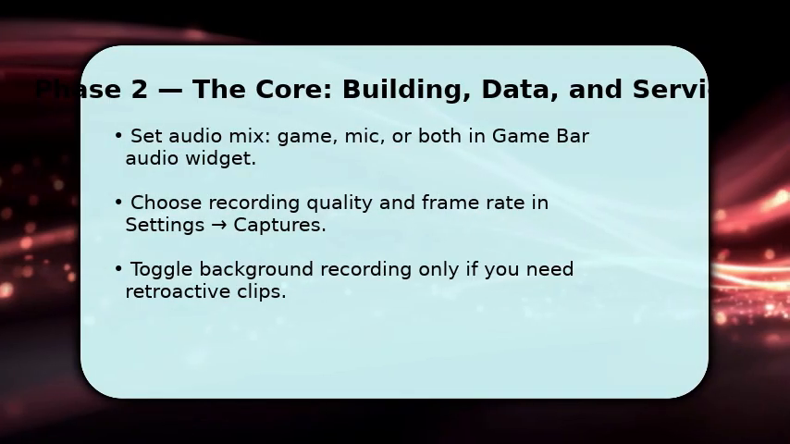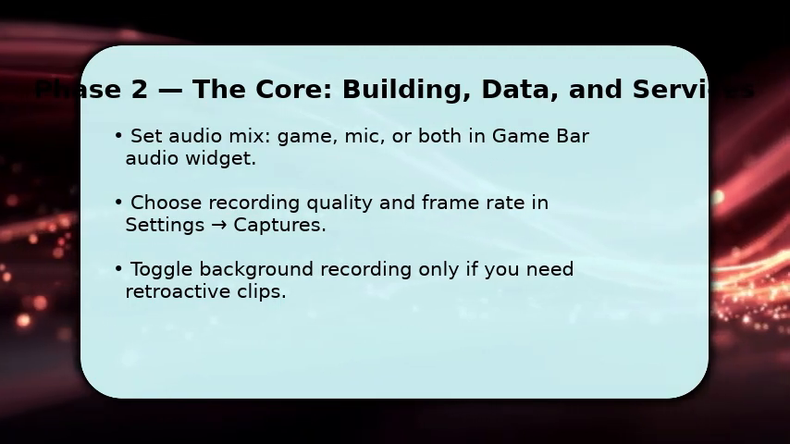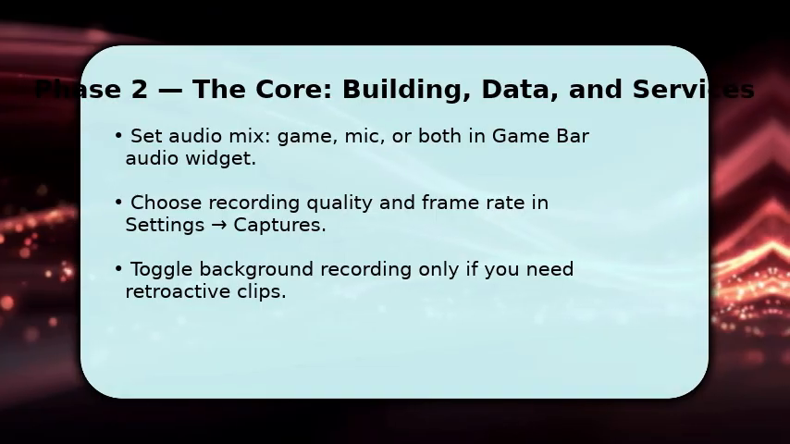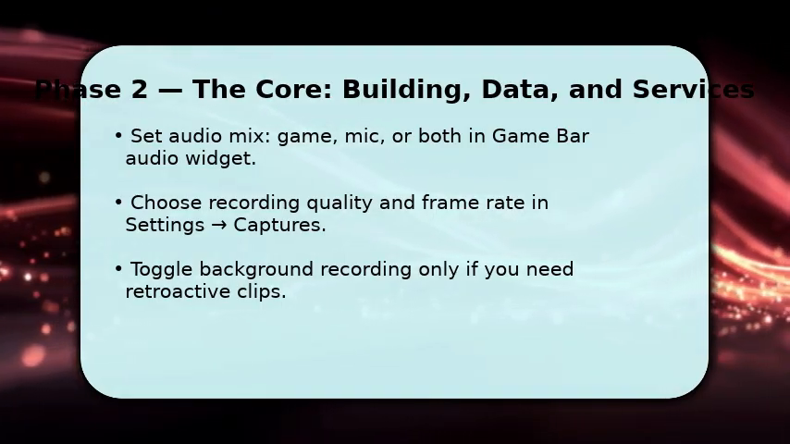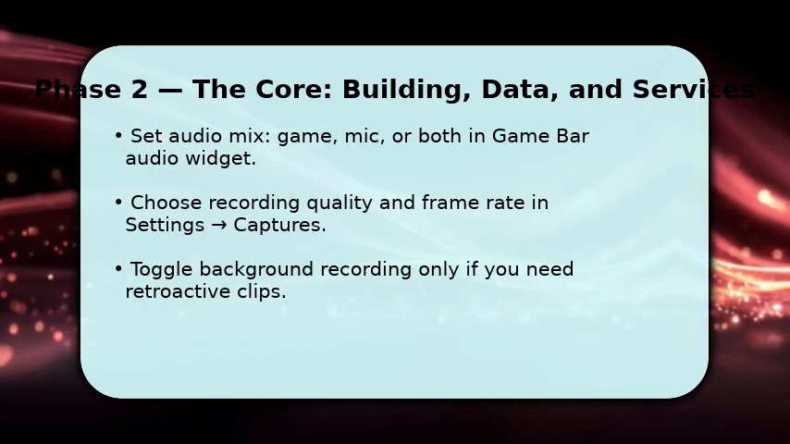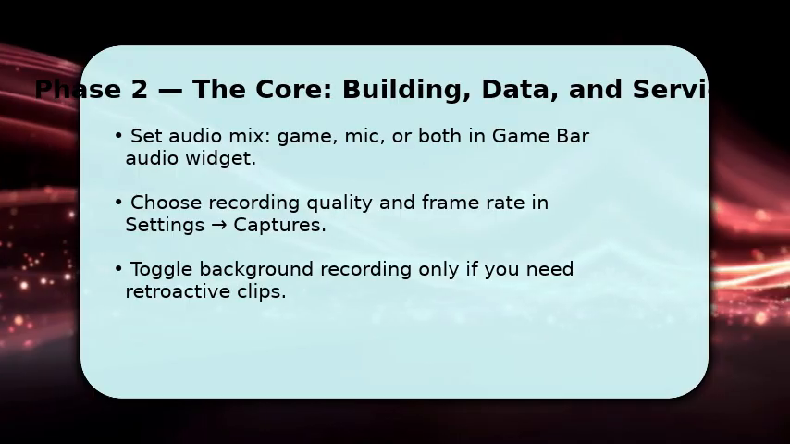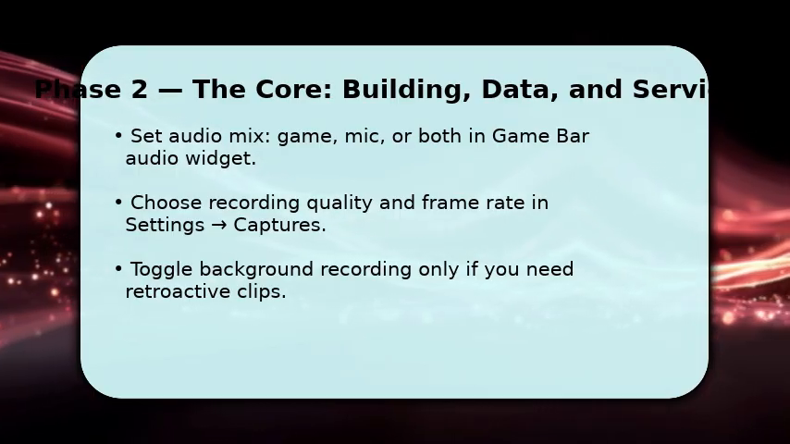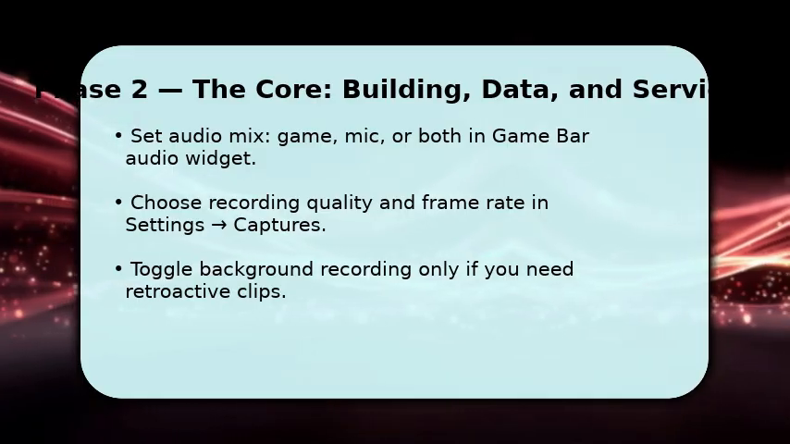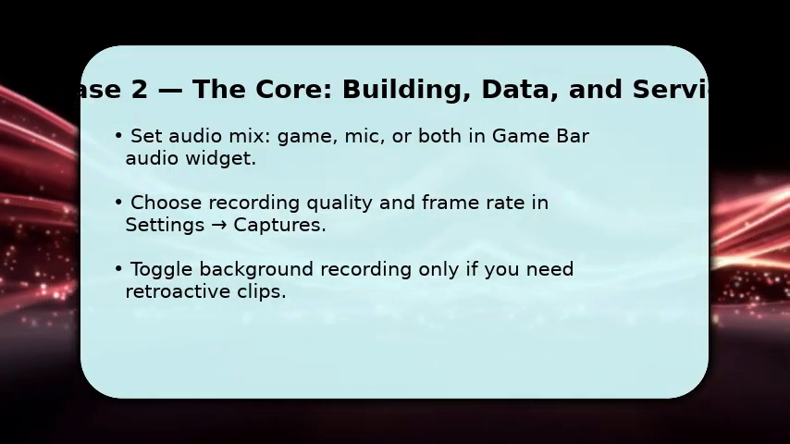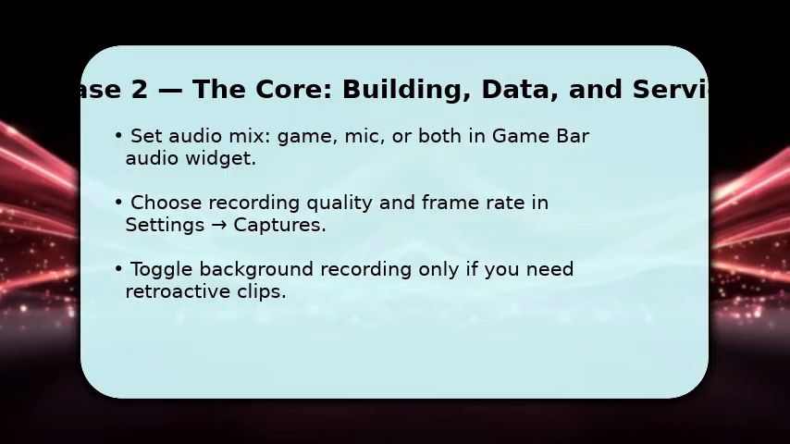You now adjust capture settings to match your needs. Open Game Bar settings to pick video quality and frame rate. Higher settings yield bigger files but crisper motion. Once done, decide audio routing. Select game, mic, or both so your commentary and system sounds are balanced properly. Make sure background recording is off unless you want automatic clips. It uses CPU and disk. Finally, assign or confirm hotkeys like Win+Alt+R to record and Win+Alt+G for clips.